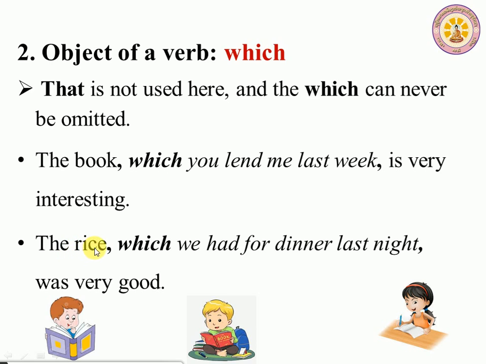The rice which we had for dinner last night was very good. So the rice is already understood, we know which rice. So we use a non-defining relative clause. Which we had for dinner last night is the non-defining relative clause, and it is separated by a comma. Only the relative pronoun which can be used.